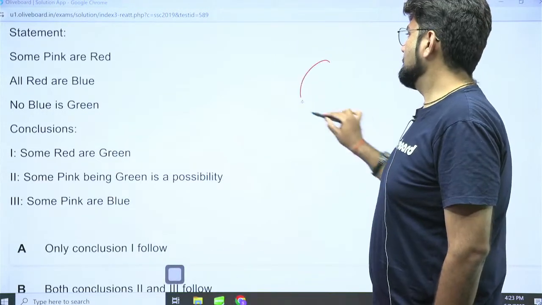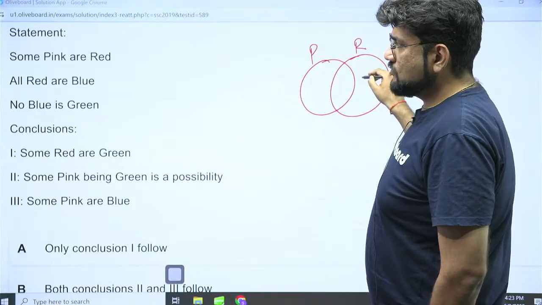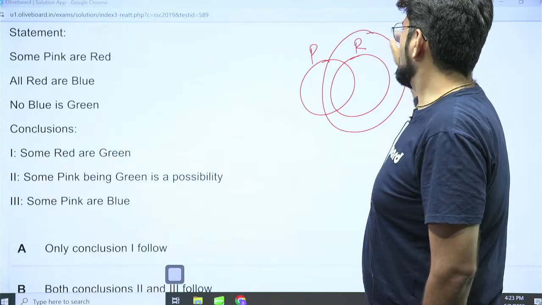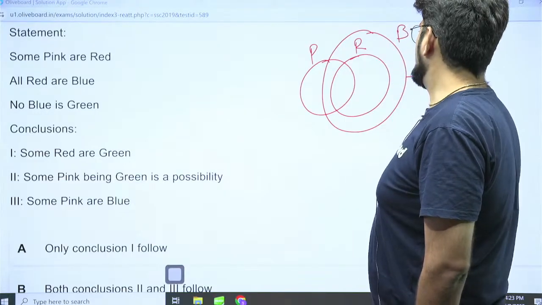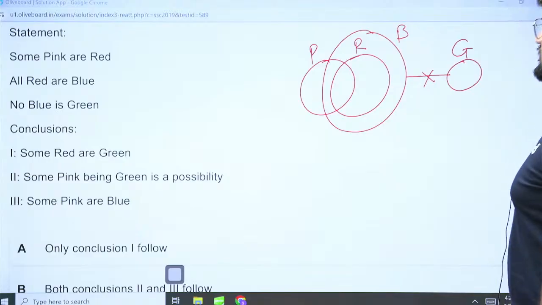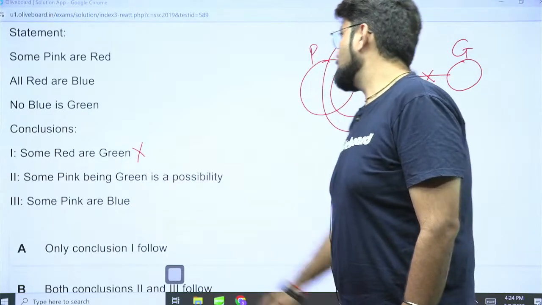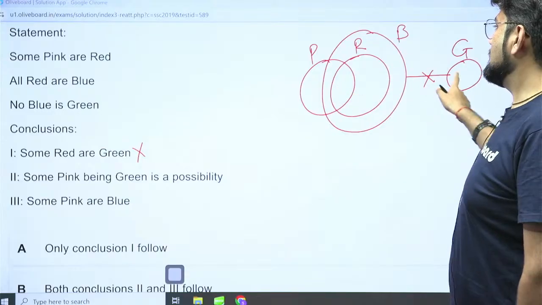Some pink are red. All red are blue. No blue is green. Some red are green? Absolutely not. Some pink being green is a possibility.